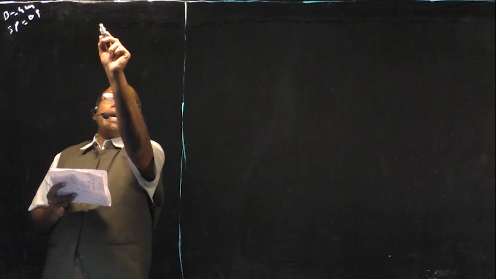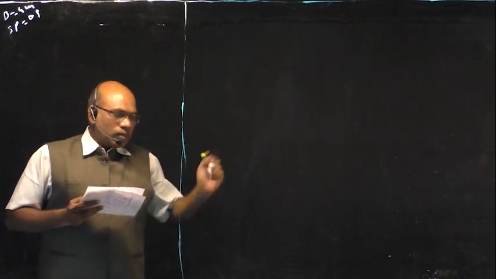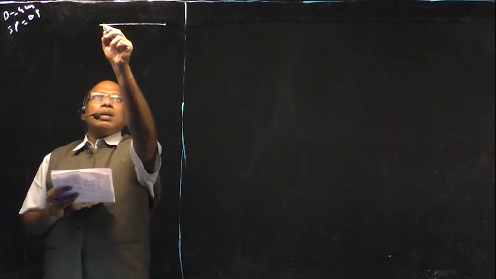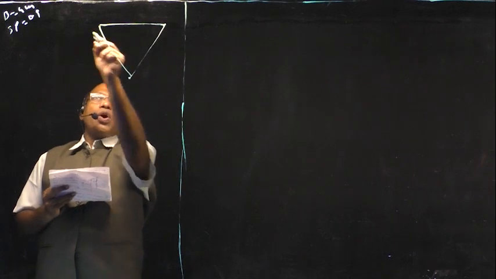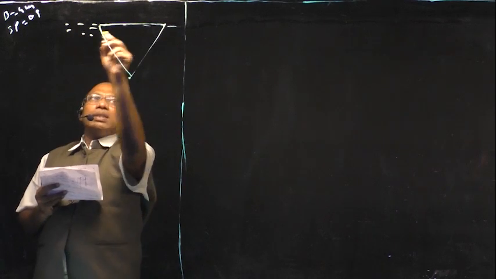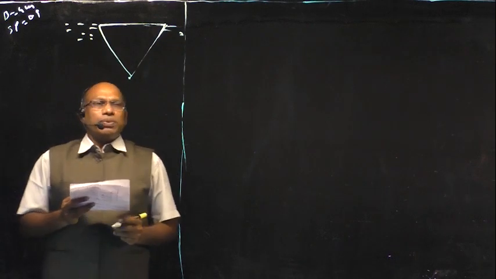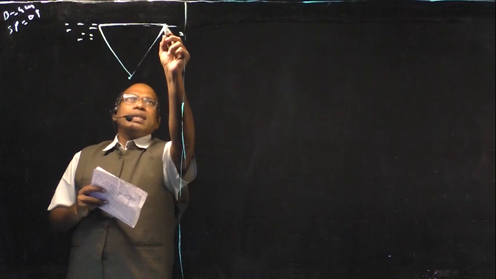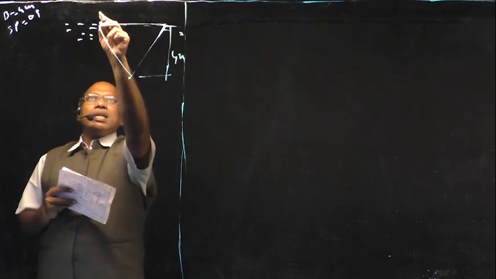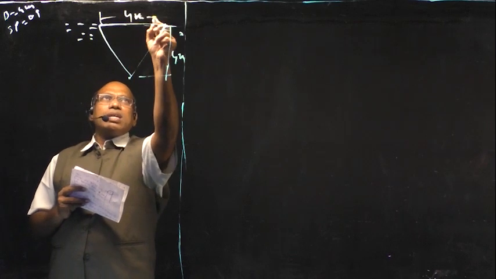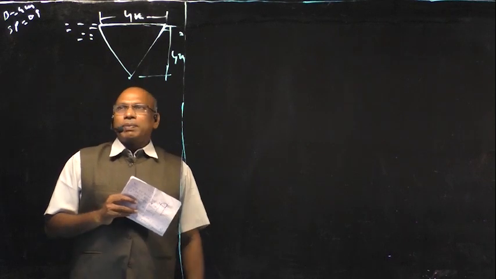The base of the plate coincides with the free surface of the oil. This is the oil. Right? The altitude is given, that is 4 meters. Base is also given, this is also 4 meters. Find the total pressure and center of pressure.